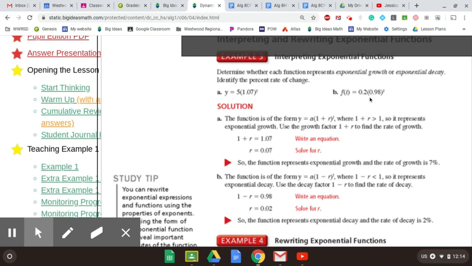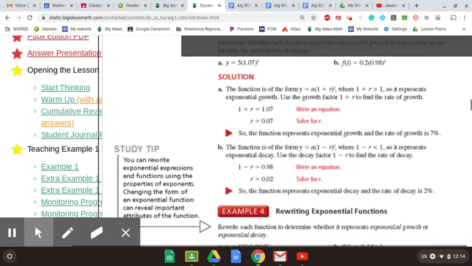Let's look at part B. The first thing that stands out to me is inside the parentheses here, it's less than 1. Since 0.98 is below 1, I must have been subtracting a number from 1. So that means it must be using 1 minus R, and that's the exponential decay function. So now, what is the R value? If 1 minus R is 0.98, then R must be 0.02, which represents 2%.